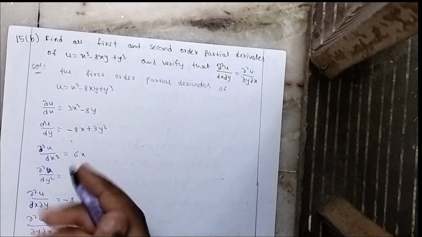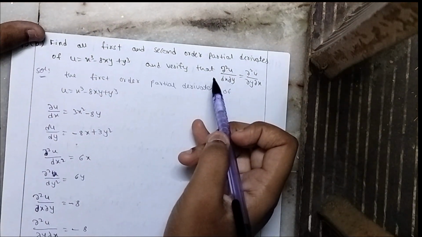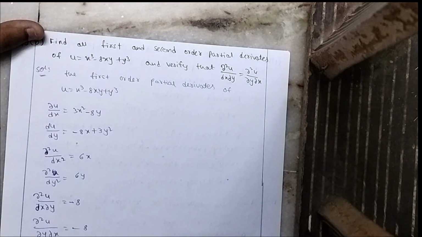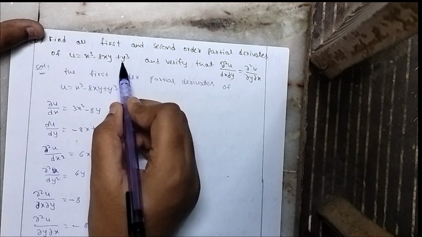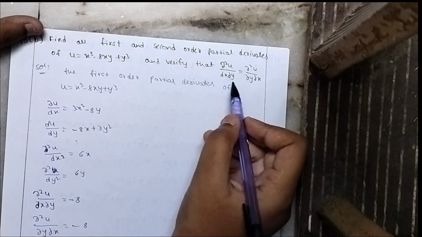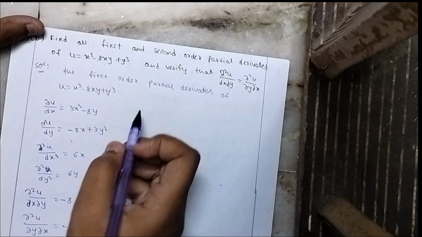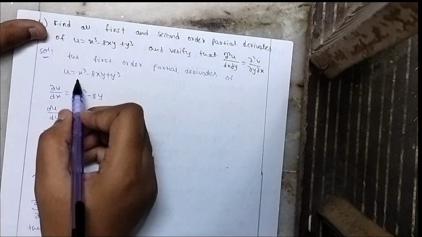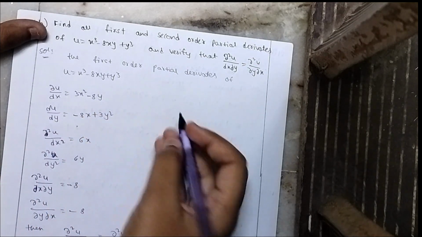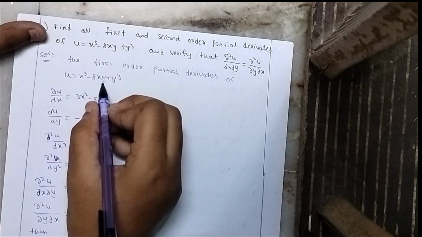Next one. Find all first and second order partial derivatives of u = x³ - 8xy + y³ and verify that ∂²u/∂x∂y equals ∂²u/∂y∂x. We know the first order partial derivative ∂u/∂x, where u equals x³ - 8xy + y³.